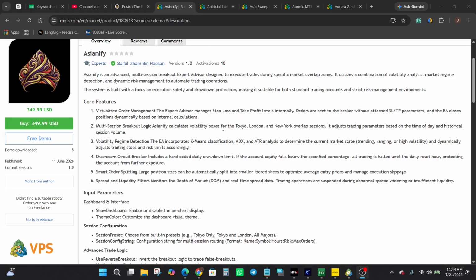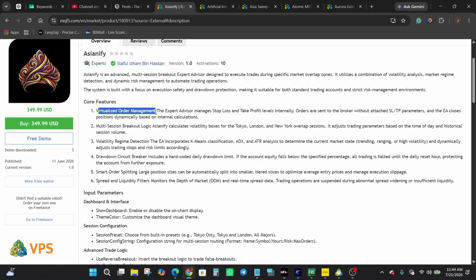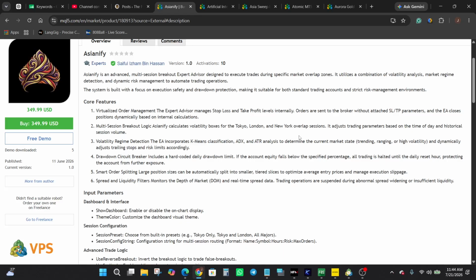It uses what is called virtualized order management, meaning that stop loss and take profits aren't sent to the broker directly. They are calculated and managed internally by the EA. So that is worth knowing because it shifts more responsibility onto the EA's own logic, staying connected and running.